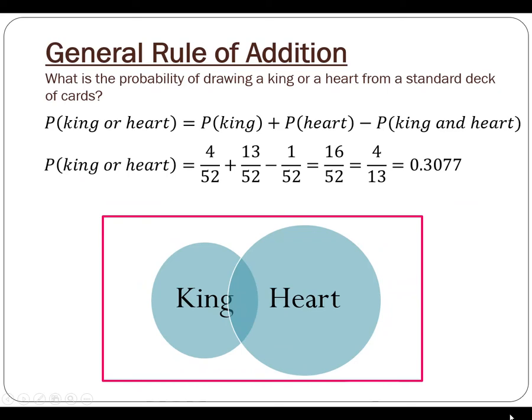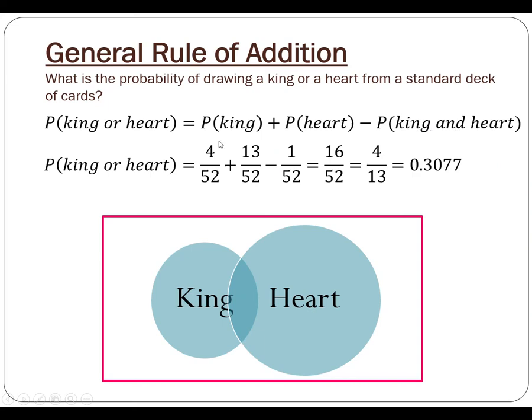Now the general rule of addition might look like this in terms of an example. We might ask the question, what is the probability of drawing a king or a heart from a standard deck of cards? Well, with a king and a heart, they have something in common. There is one card that is both a king and a heart. So when we do this, we're applying what's called the general rule of addition. So we would take the probability of a king plus the probability of a heart, and then we have to subtract off the probability of a king and a heart.